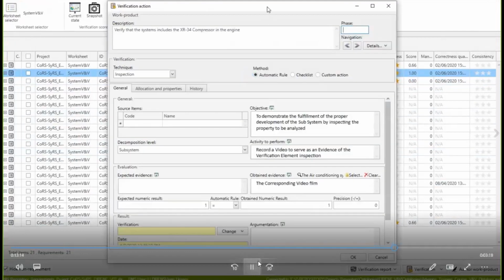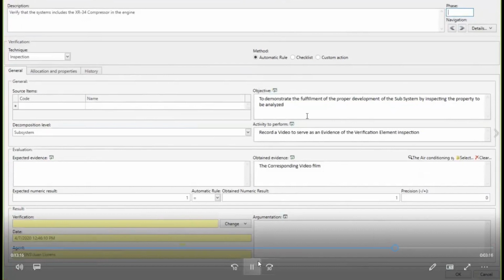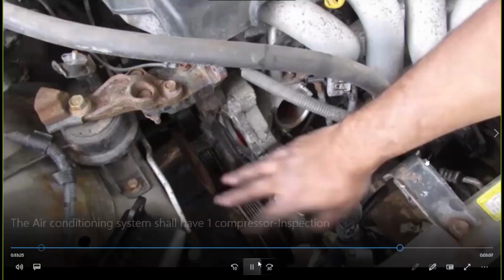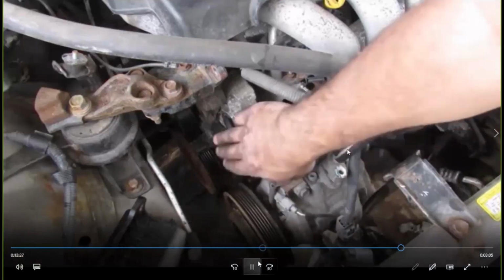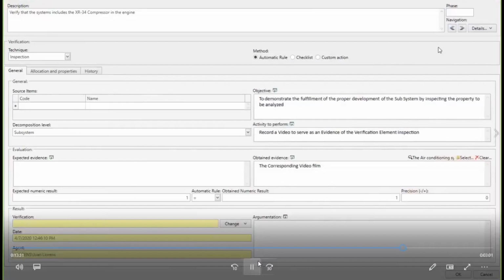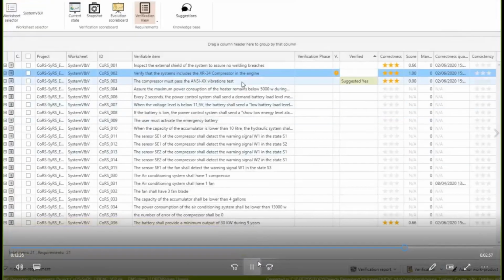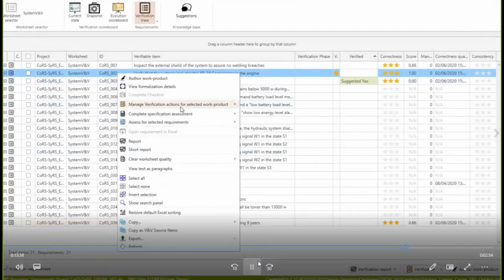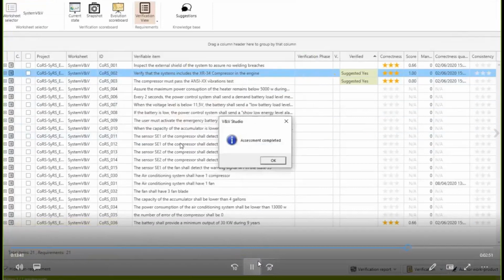In the case of the compressor, it's the same. It is an inspection, and I'm also asking for a video here. So in this case we are populating the information as well, and this is an inspection of the system. Of course, this is a car, so there's nothing to do, but okay, this is again just for demonstration purposes. Then you calculate again. I just filled in one manually, so this is okay.